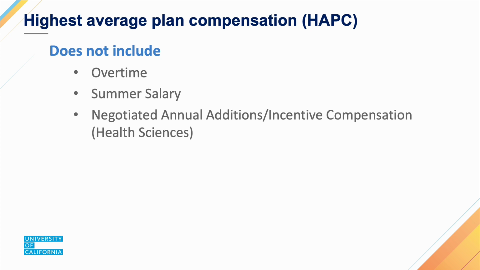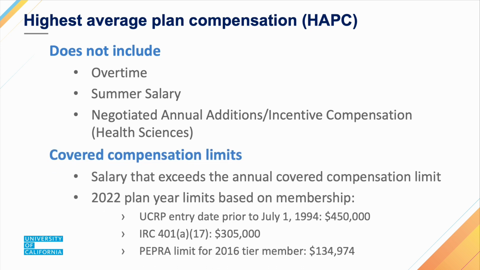In addition to these exclusions, the Internal Revenue Code also imposes limits on salary that can be included for pension purposes under IRC Section 401(a)(17). The current limits for the plan year 2022, which runs July 1, 2022 through June 30th, 2023, are listed on UCNet, as well as displayed here, and can vary based on your entry date.